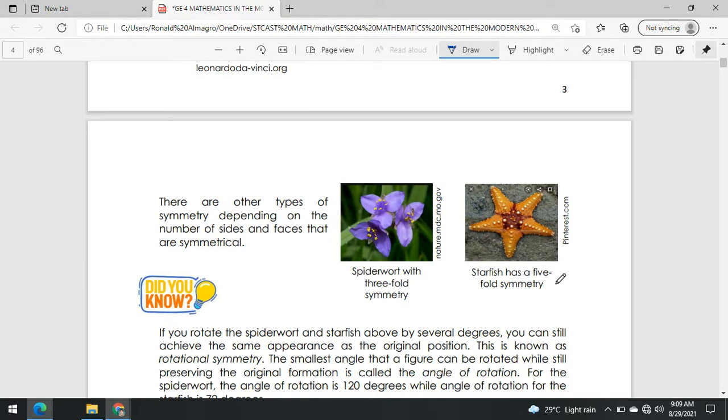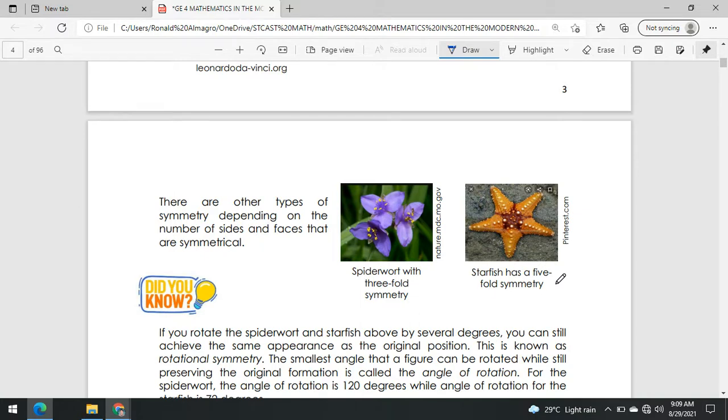As you observe, if the starfish's arm is cut, it grows back. So it is symmetrical. That would be the best example of this pattern.